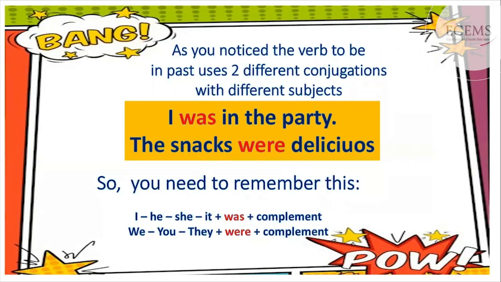As you noticed, the verb to be in past uses two different conjugations with different subjects.